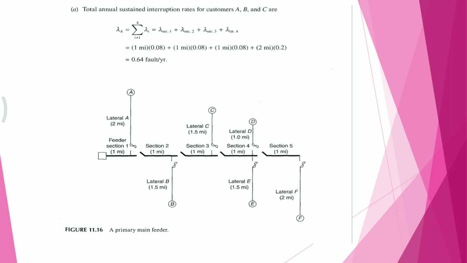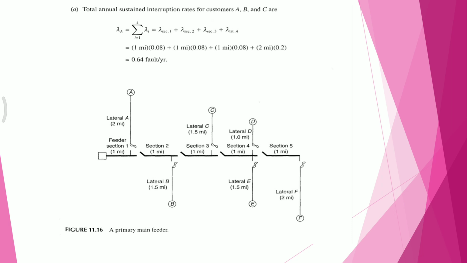This is the area that has been considered for the sectionalization of the system. The sections are section 1, section 2, section 3, section 4, section 5 as shown in this figure. But they have mentioned to consider the sections which are connected to the customers A, B and C. Keeping this in consideration, the total annual sustained interruption rates to the customers A, B, C are calculated using the formula given below.